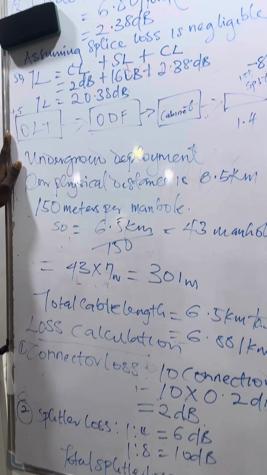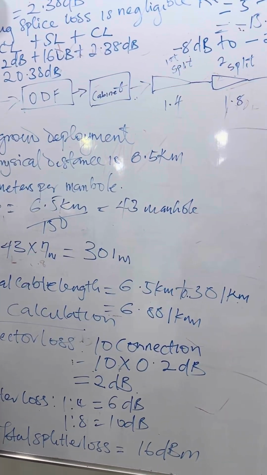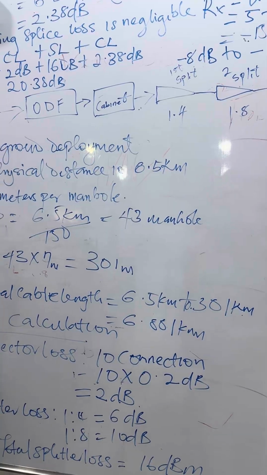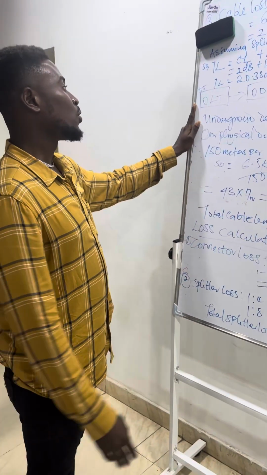Then in this design, we want to go for underground deployment, and the physical distance from the location we're taking as case study here, from K2 to Magodo, is measured as 6.5 kilometers.